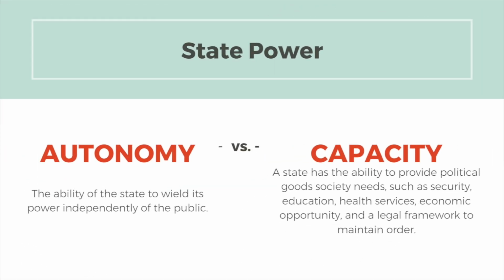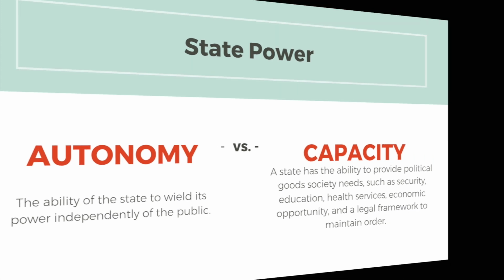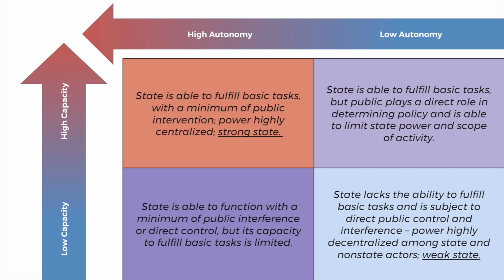This is a good place to bring up two different kinds of power that states have, autonomy and capacity. Autonomy refers to a state's ability to wield power independently of the public, while capacity is the ability of a state to provide basic political goods that society needs, such as security, education, health services, economic opportunity, and a legal framework to maintain order. To understand this a little better, let's break down this chart.